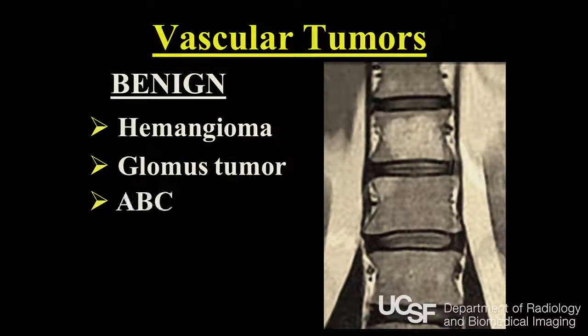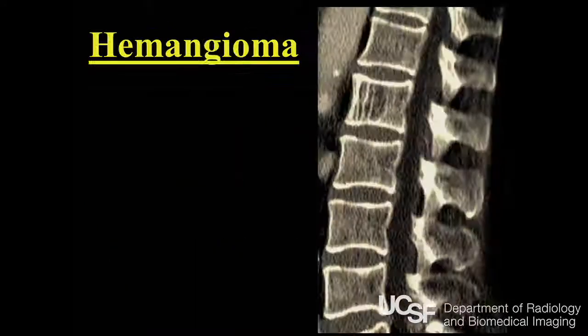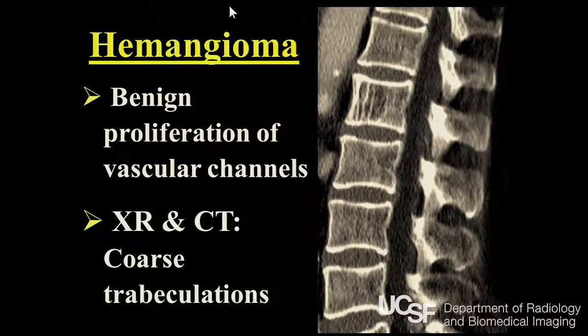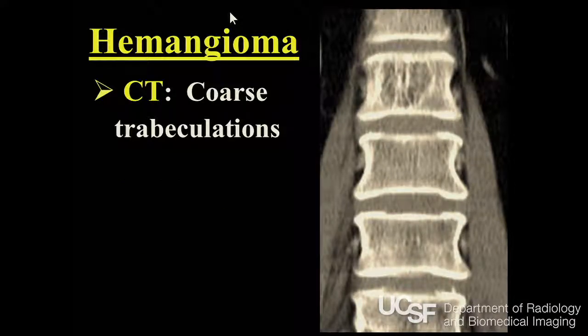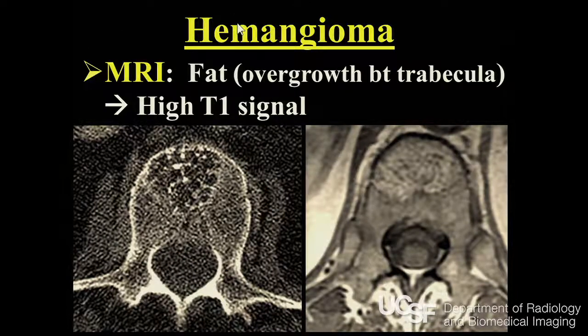Moving on to vascular tumors, benign and malignant. First, starting with the benign hemangioma, like we see here. Hemangiomas, as we all know, are benign proliferations of vascular channels that are commonly seen in the spine, and we look for these areas of coarse trabeculation, both on radiography and CT, like we see here. On MR, we can see the fat overgrowth between those areas of prominent trabeculation displayed as high T1 signal intensity.